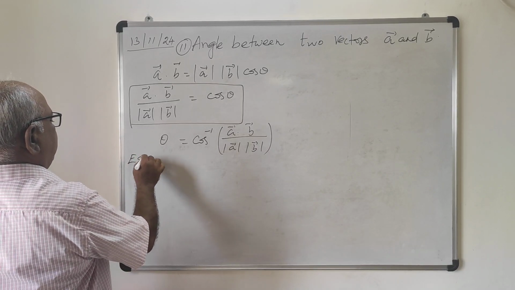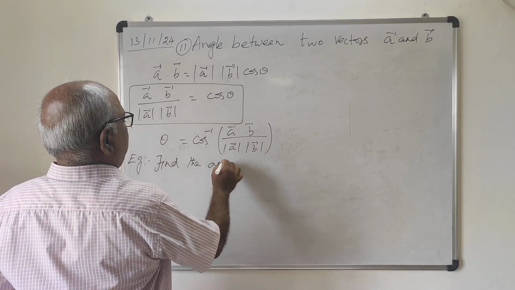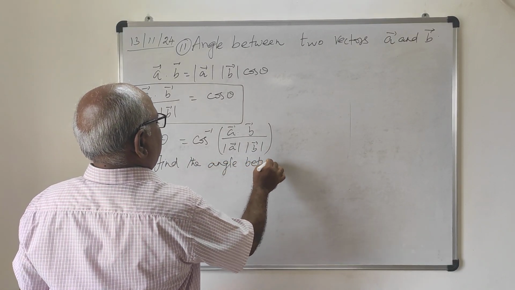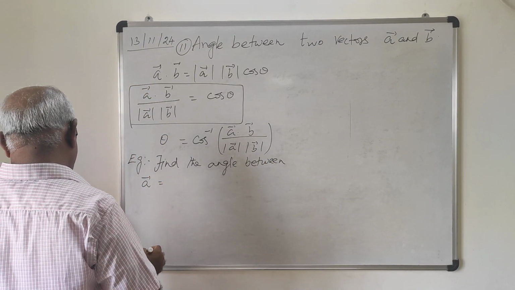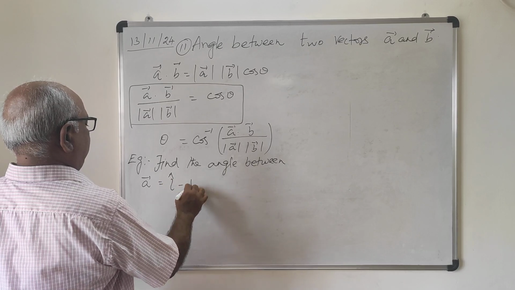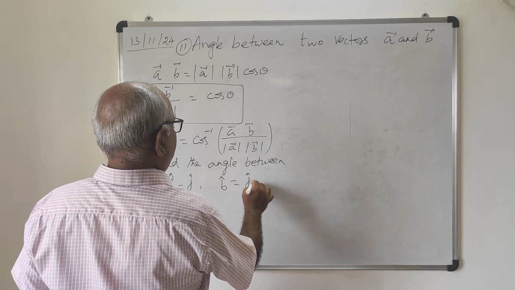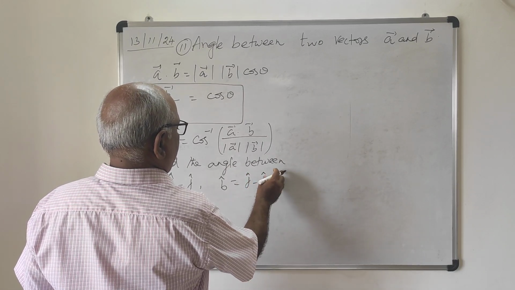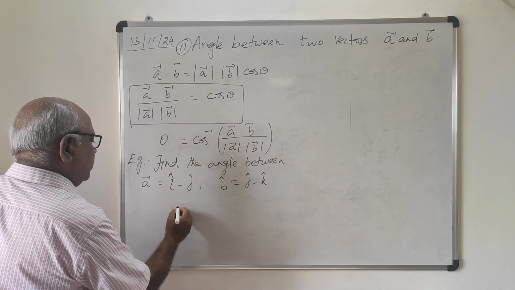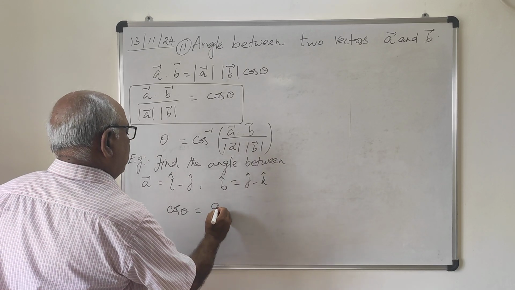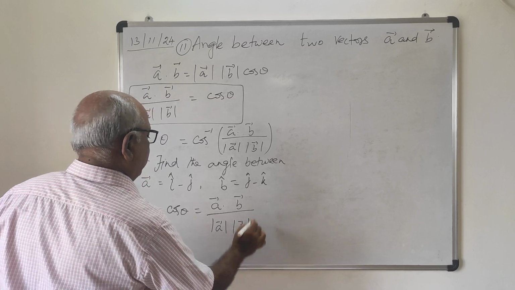Now we will consider this example. Find the angle between the vectors A vector is i minus j and B vector is j minus k. So you know the formula for finding the angle between the vectors, cos theta equals A dot B by mod A into mod B.